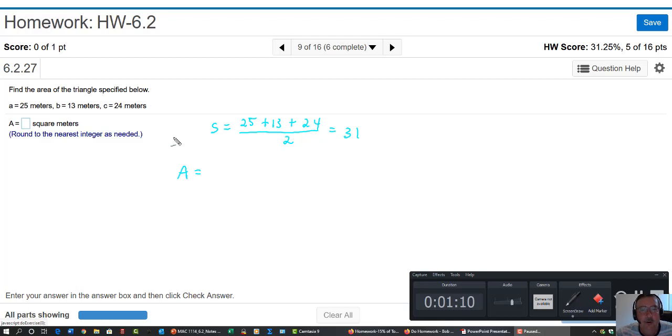All right, so the most important part of getting the area of this triangle is to make sure you get this S number correct. So I took the three numbers, added them up, divided by 2, and I got 31. So what Heron found out, and I'm going to make a giant square root here, is if you take the square root of that S number times that number, subtract every side, and multiply them together here, that you will find the area, in this case it's going to be in square meters, of that triangle.